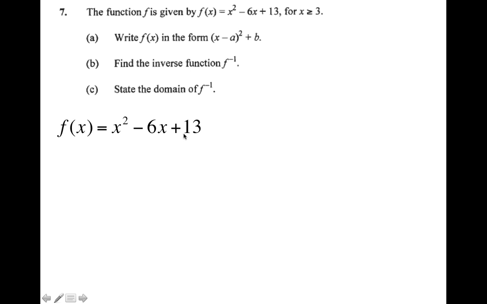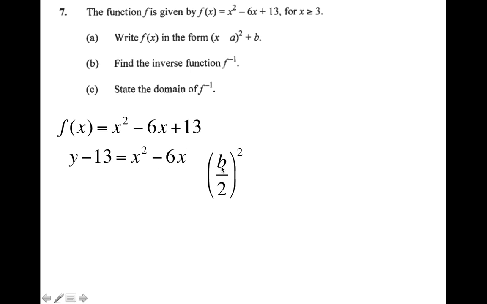Here's your original function. Sometimes it helps to rewrite it with a y instead of an f of x. So I just rewrote this with a y. And then I took that 13 and I moved it over to this side, so minus 13. The reason I moved it is because we're going to make a perfect square here, and sometimes it's easier not to have that extra number kind of getting in the way. So to make a perfect square, we need to find the number we're going to add here in order to make this a perfect square.